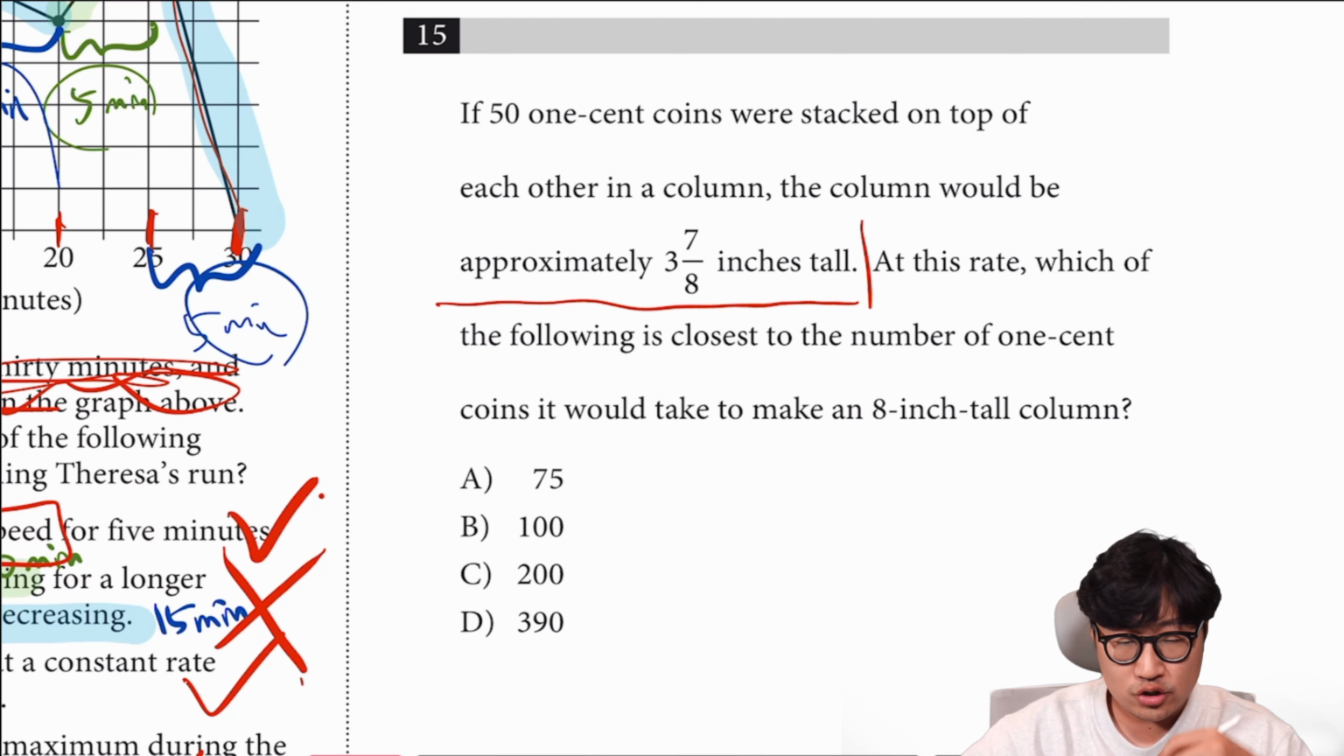Next, number 15. If 50 1-cent coins were stacked on top of each other, the column will be approximately 3 7/8 inches tall. At this rate, which of the following is closer to the number of 1-cent coins it would take to make 8 inches?